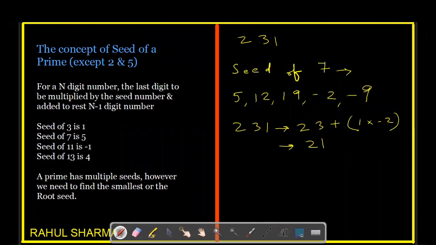In case of 7, again, there can be multiple seeds. 5 is the seed. Hence, if you add any multiple of 7 to 5, that also becomes a seed. 12 is also a seed. 19 is also a seed.